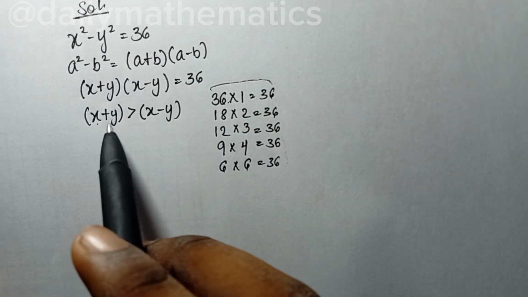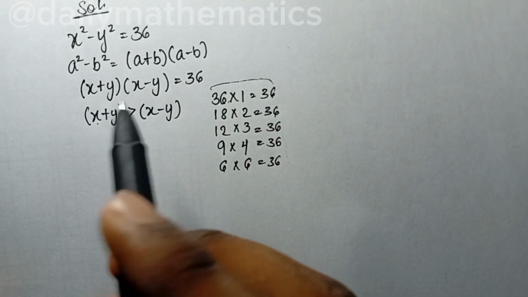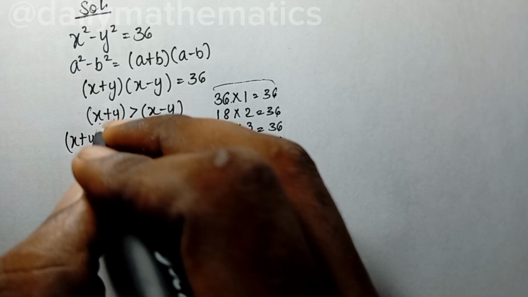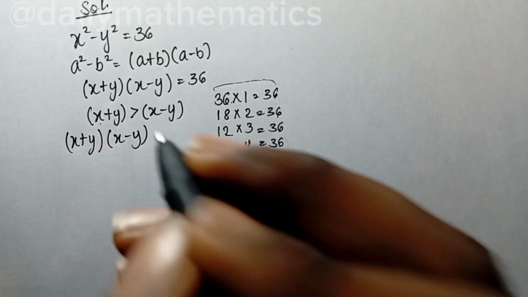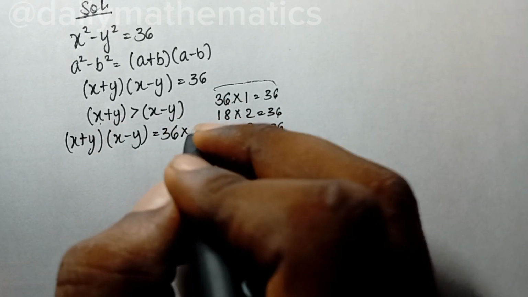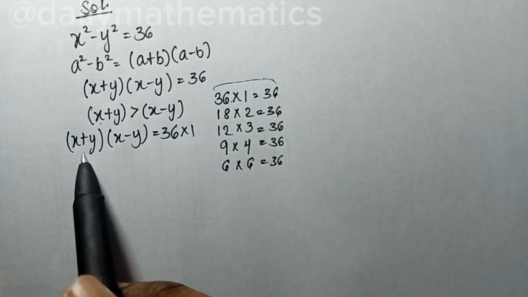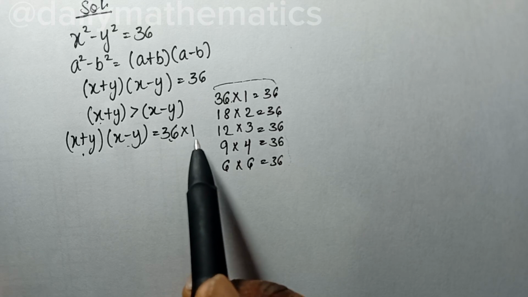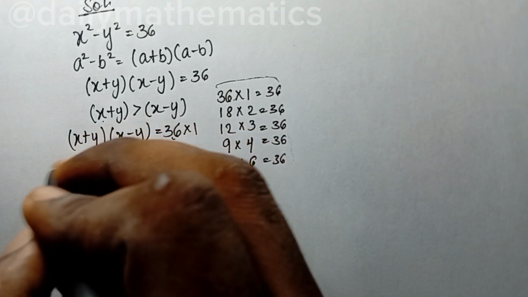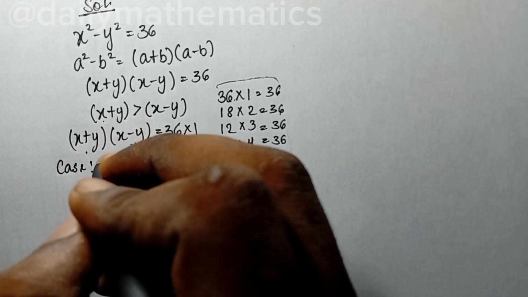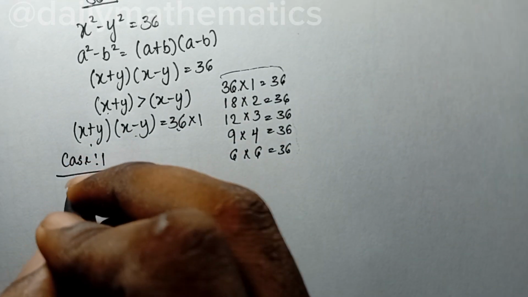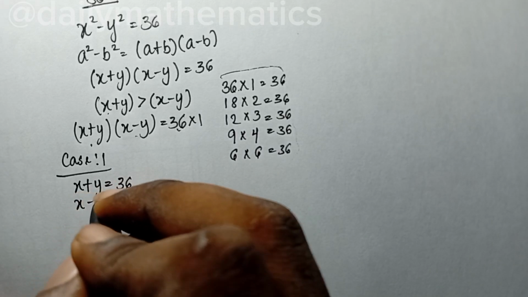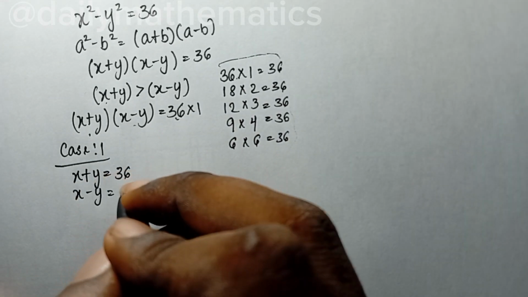Since x plus y is greater than x minus y, the greater bracket will be equated to the greater number, while the lesser bracket will be equated to the lesser number. So for our first case, we have x plus y equals 36, and x minus y equals 1.